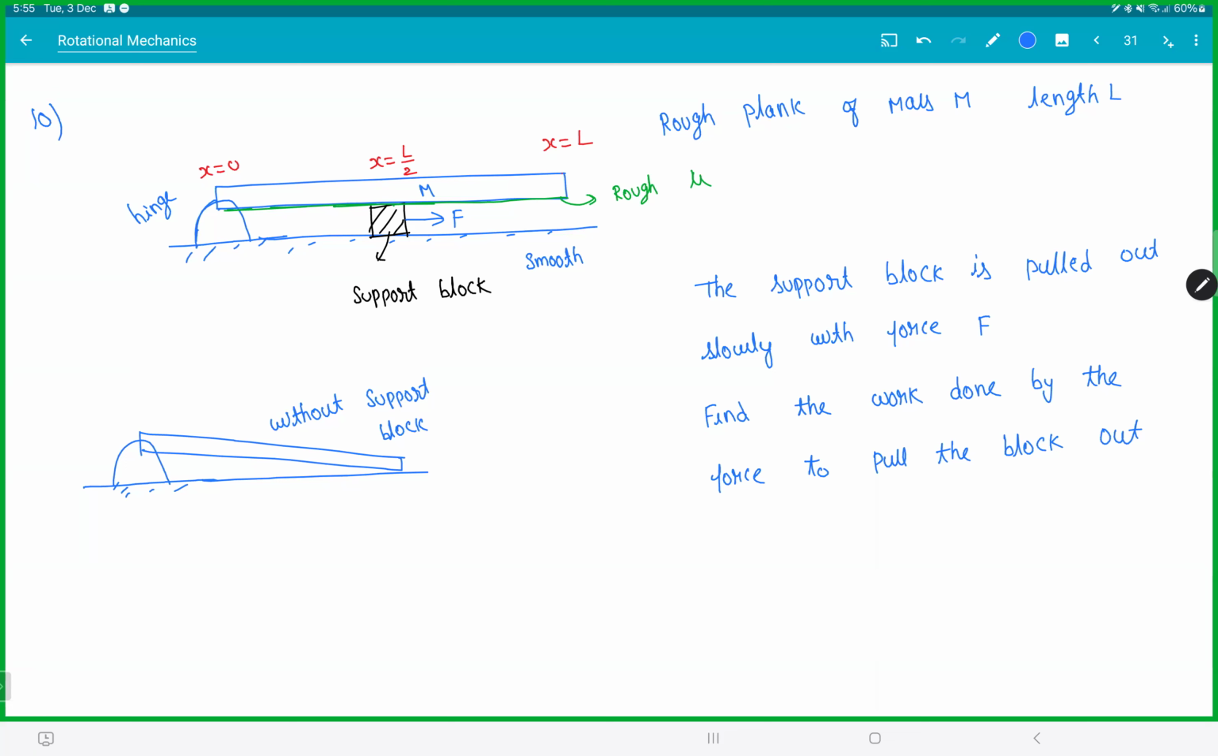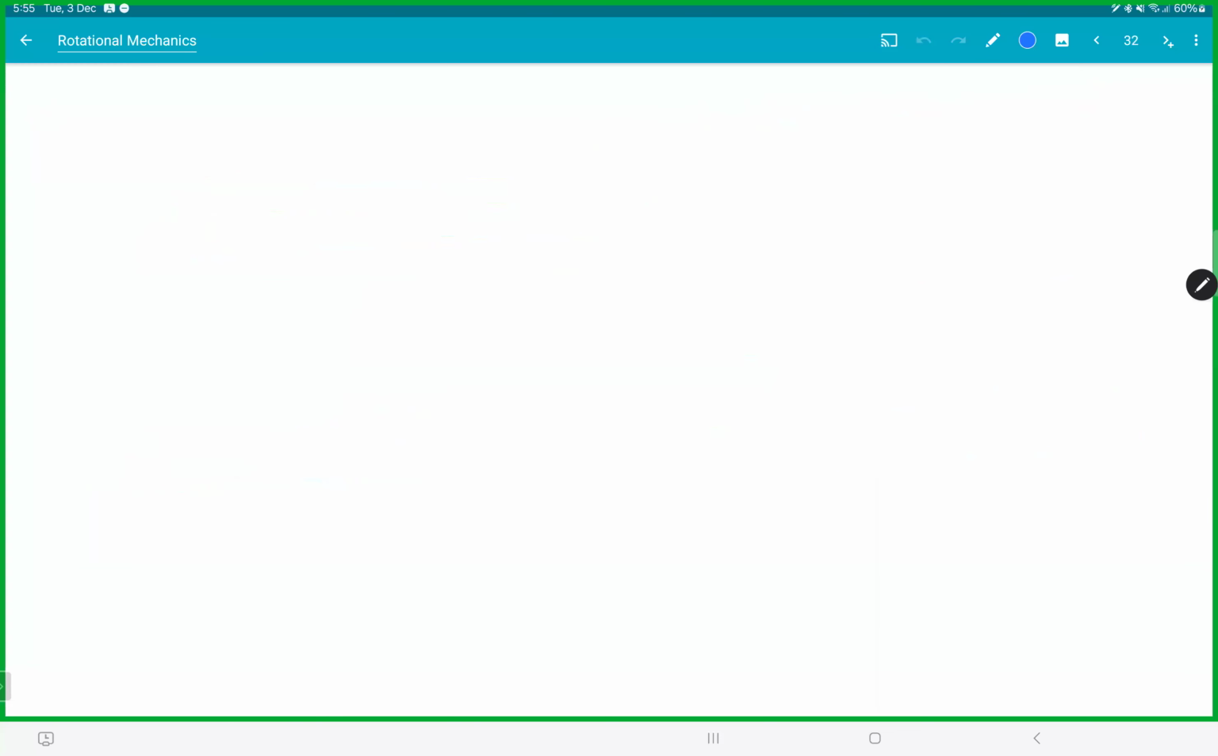Let me help you. Step 1, draw your free body diagram. This time, draw the free body diagram with the block at a distance x. Since it is moving, let the block be somewhere here. Let this distance be x. Now, if you draw the free body diagram of the plank and the block, you will notice this.